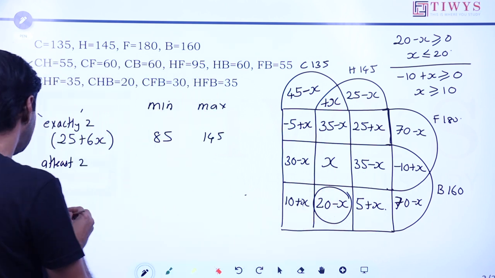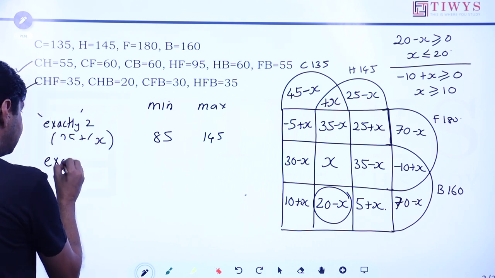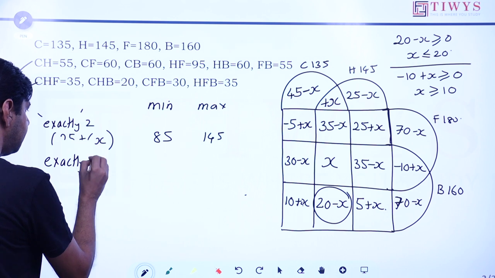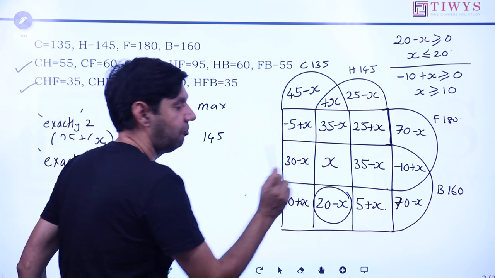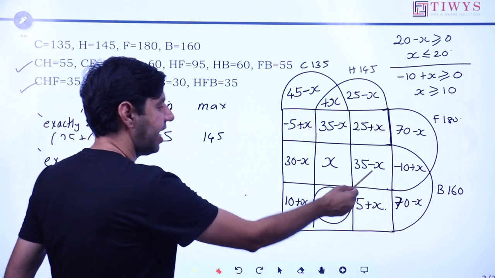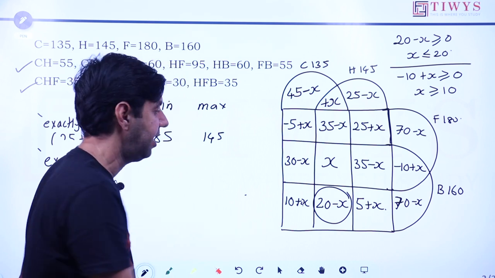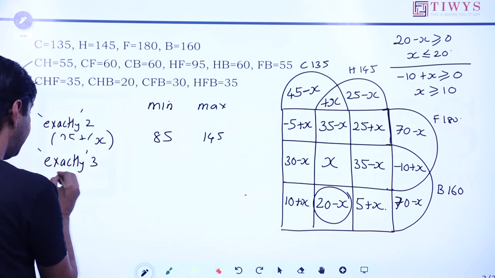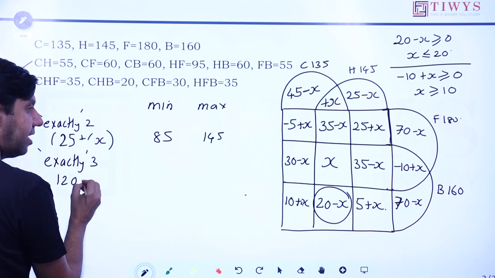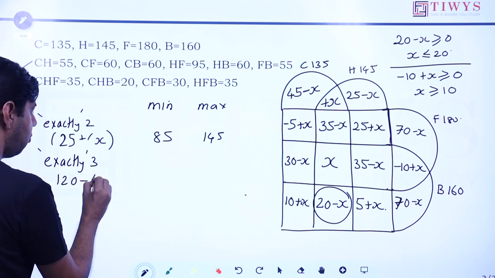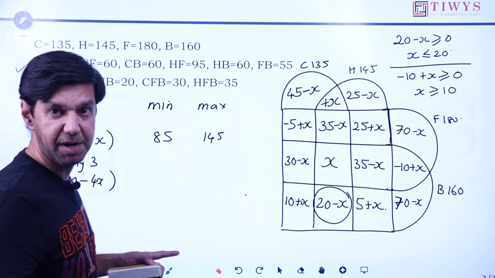Okay, so first let me do it exactly 3. Exactly 3 are 1, 2, 3, 4. So if I add that exactly 3, these 4, 35, 35, 70, 70 and 30, 100, 100 and 20. So I'll be getting 120. This is a 25, 120 minus 4x. So this time again, the x is in the minus side.